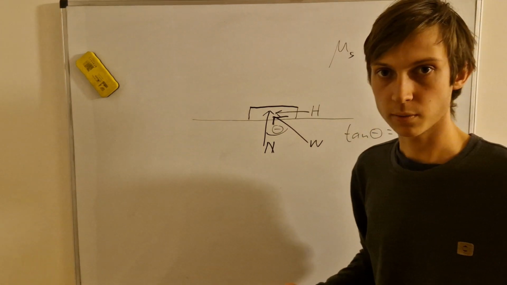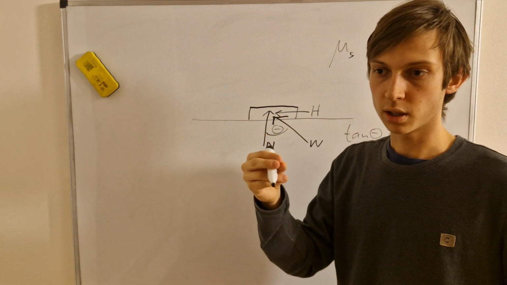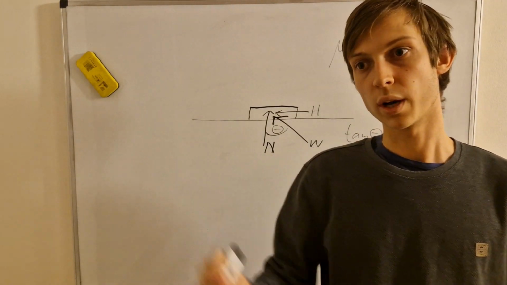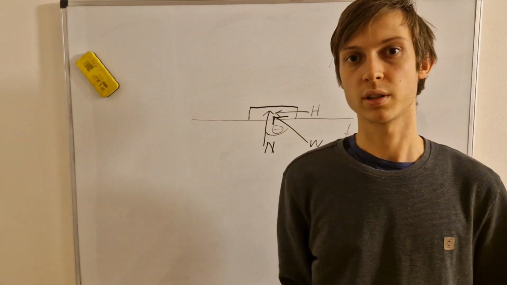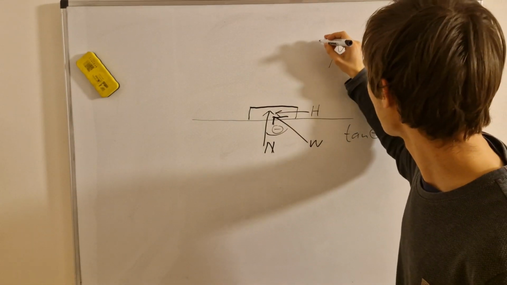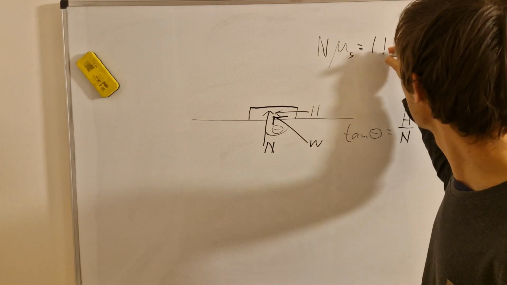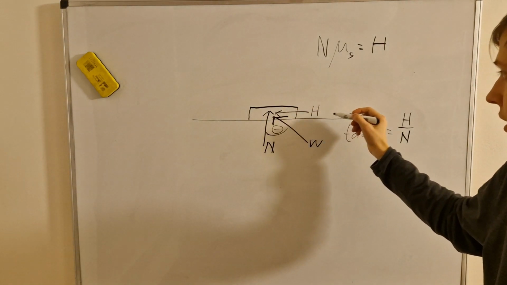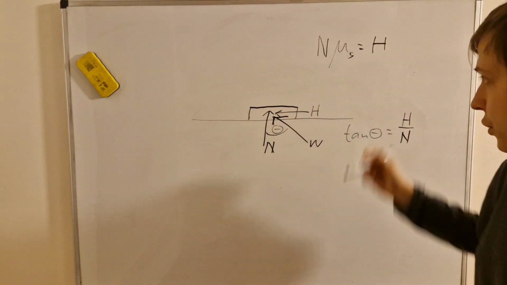And let's at this point define the point in time when a very small increment in force, a very small outer force, will cause the body to start moving. And that happens when the normal force times the static friction coefficient equals the horizontal force. So this horizontal force is directly equal to the normal force times the coefficient.